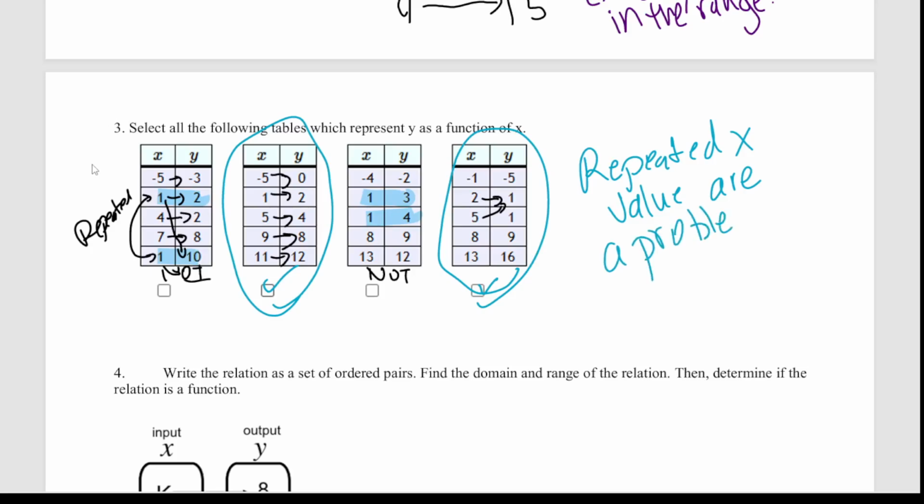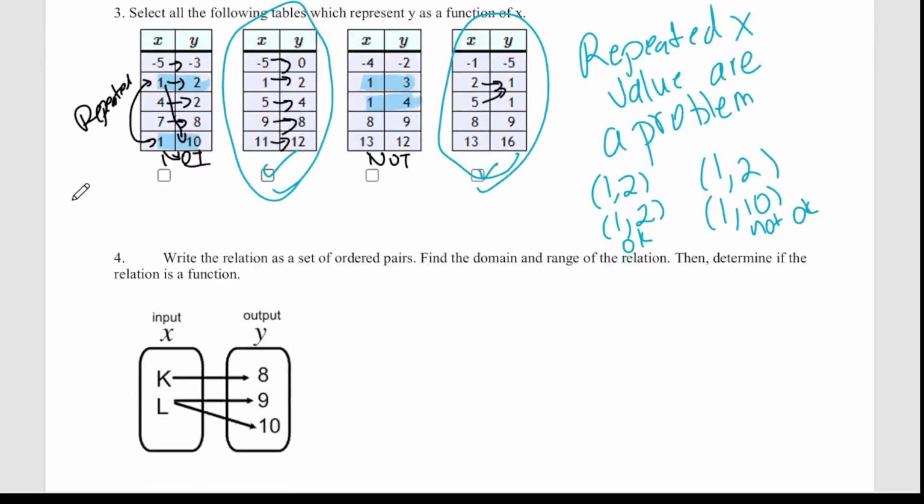Those are good. Really what we were ultimately looking for is that repeated x values are a problem. Now, what they technically could do that would not be a problem is list the point 1, 2 twice. That's redundant, but that's not a problem. The problem is that not only did the x value repeat, but it went to 2 different numbers. So this is okay. This is not okay because the same x value is going to 2 different y values. That's a problem.